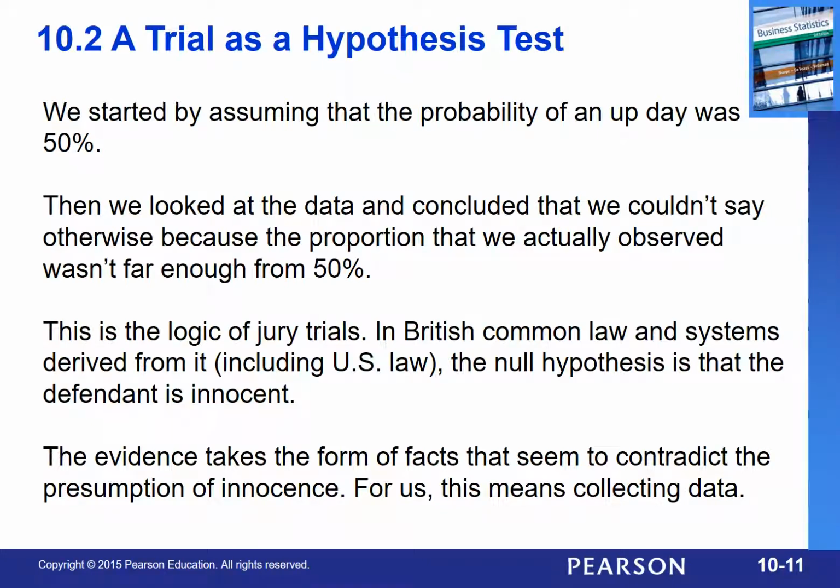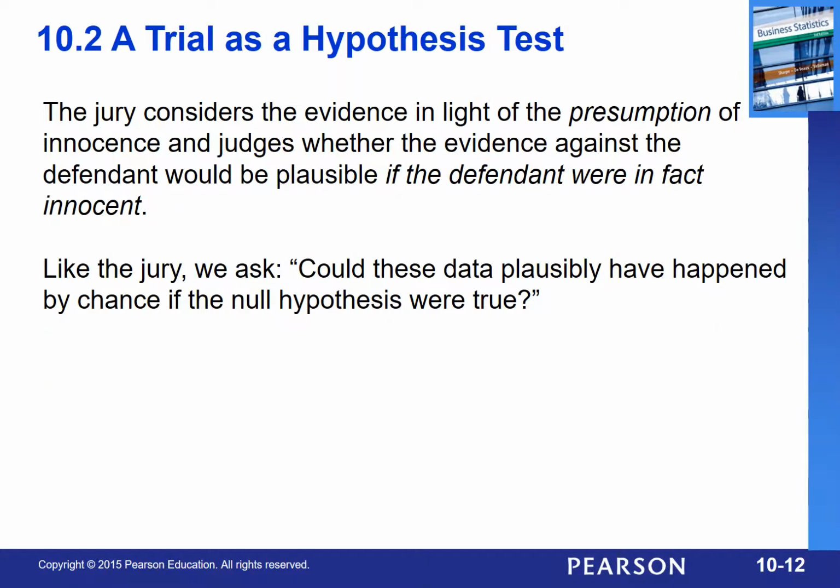So think about it this way. The jury considers the evidence, presuming that you're innocent, because that's how the common law system works. And then we ask, hey, is it plausible that we got this evidence if, in fact, the defendant were innocent? Could it have happened by chance if the null were true? Same idea. And then they're going to make some conclusions. Hey, are you guilty or are you not guilty?